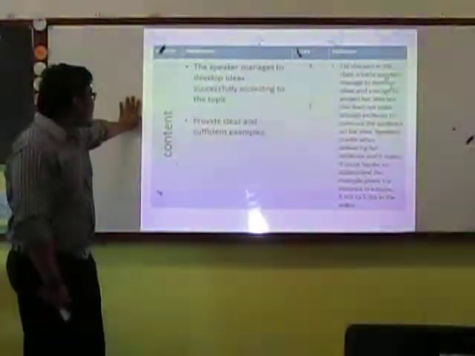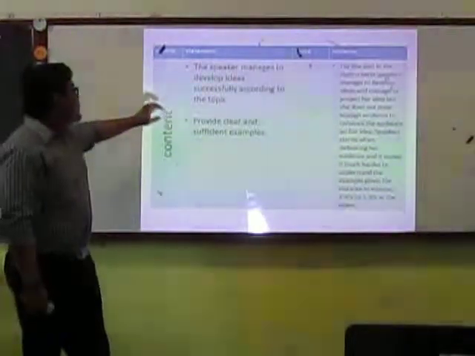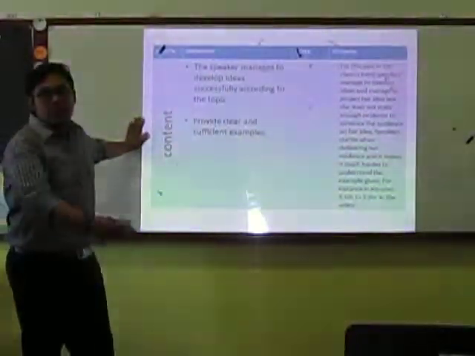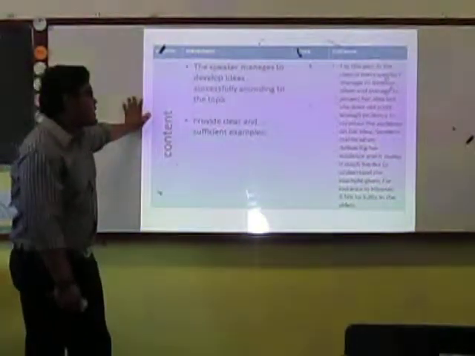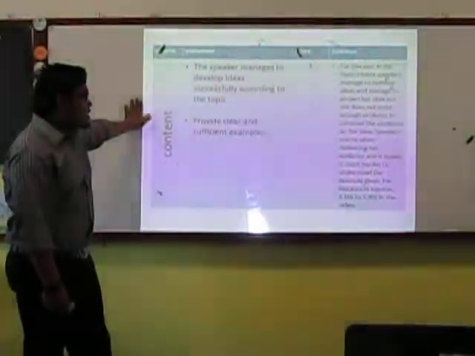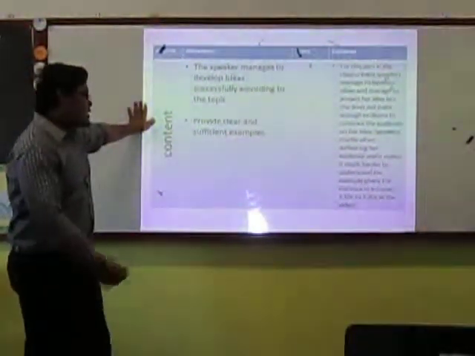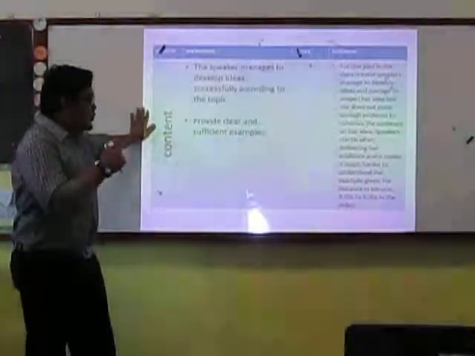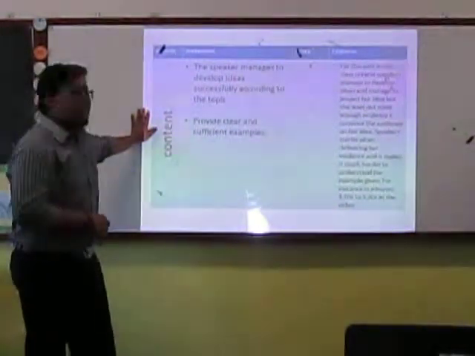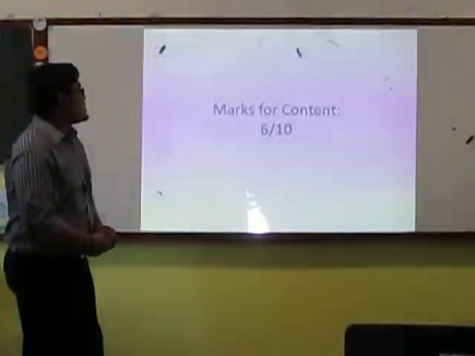The second one is provide clear and sufficient examples. For this criteria, this is her weakness, and I have pointed it out so she can improve it. She does not state enough evidence to convince the audience. She stuttered when delivering her evidence, making it much harder to understand the example given. For instance, at 3 minutes 10 seconds and 3 minutes 20 seconds in the video. Later on we will see all the videos. Move on to the next slide.